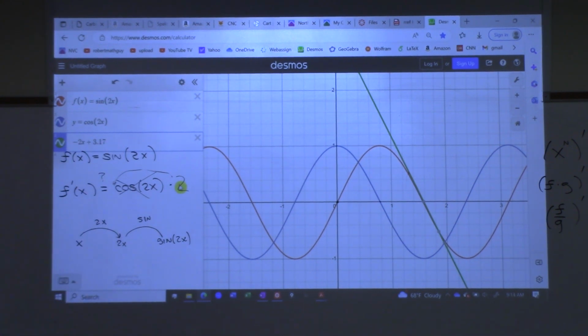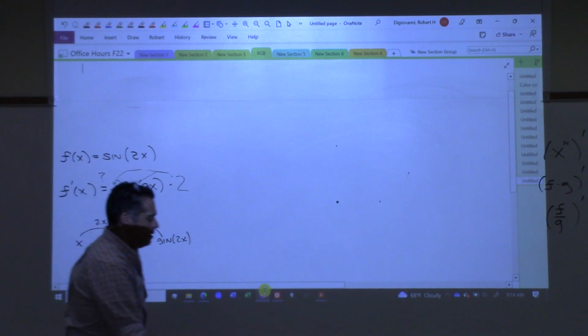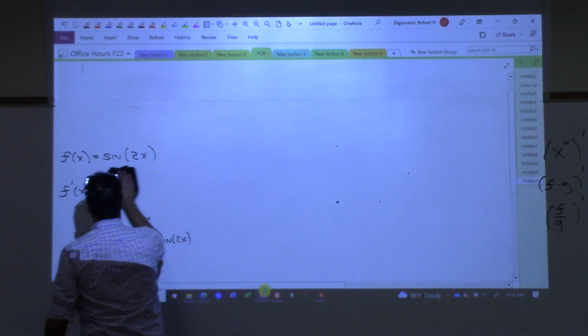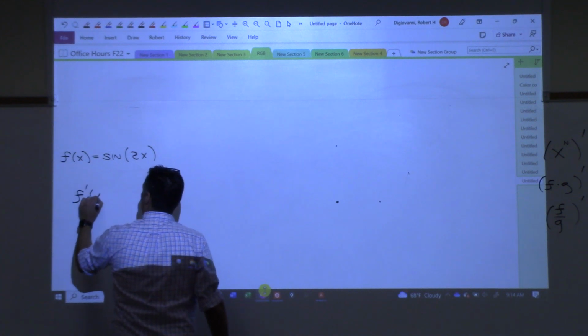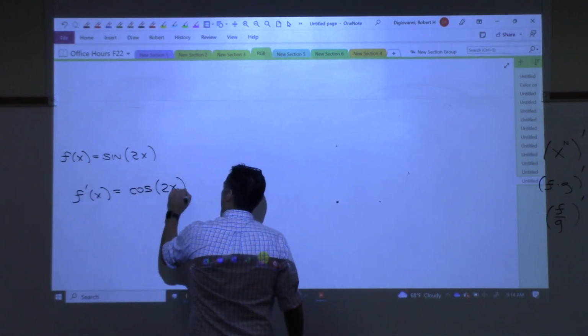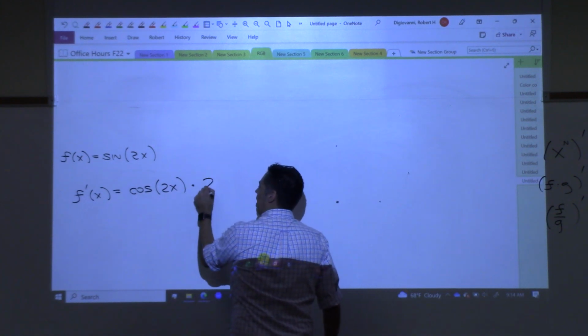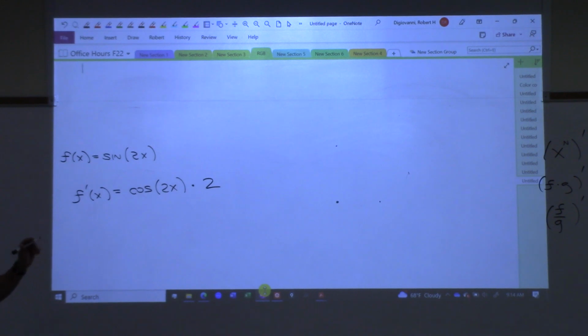So it seems like maybe the derivative of this should have been what we thought it was first, right? The cosine of 2x. But then I needed to multiply that by 2. All right? And that is the correct derivative. But let's see if we can understand how we're going to get that answer. I'm trying to get you to see how the chain rule is going to eventually work.